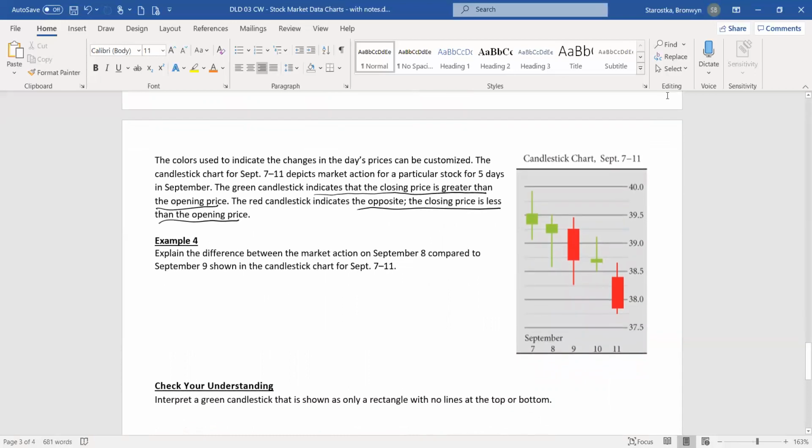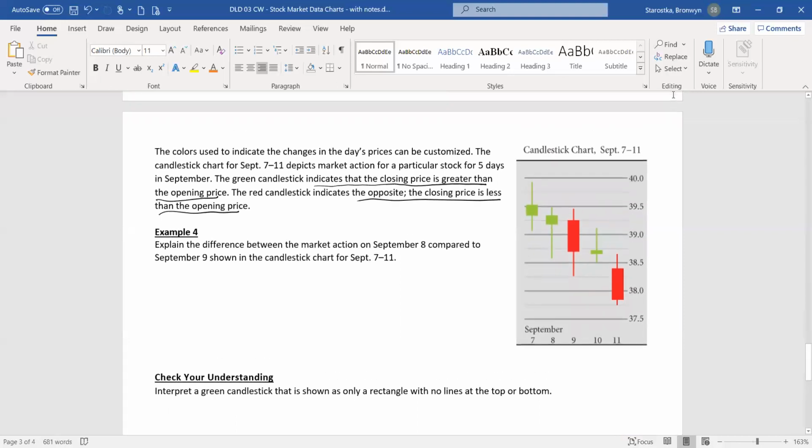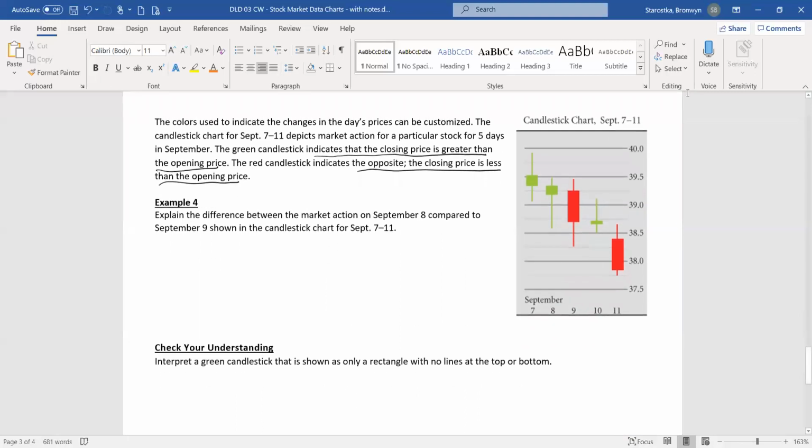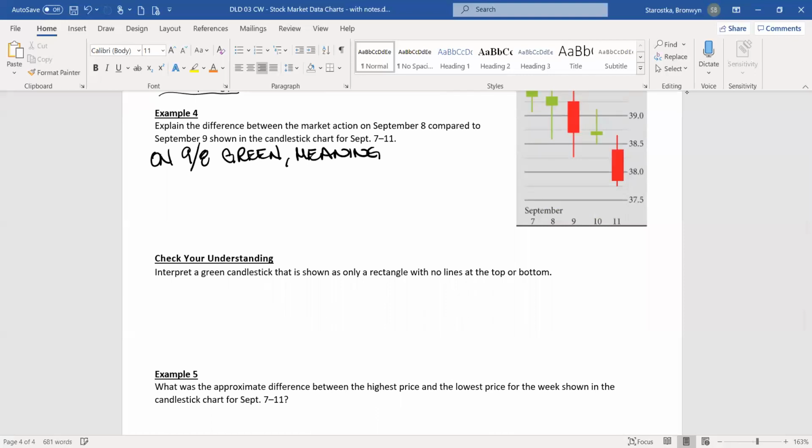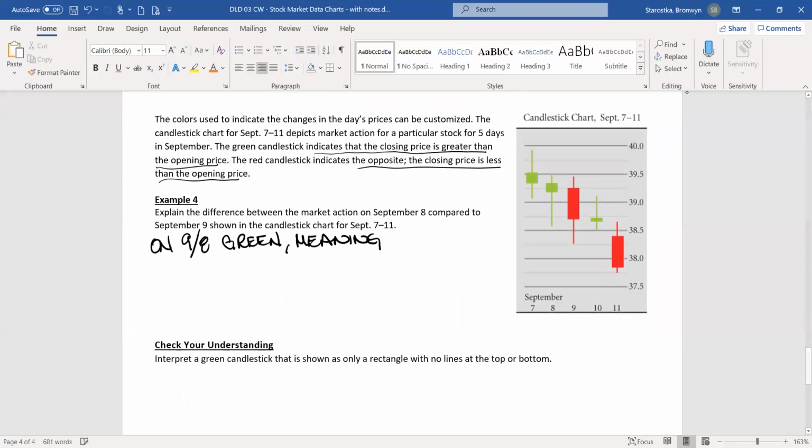So explain the difference between the market action on September 8th compared to September 9th, shown in the candlestick chart for September 7th through 11th. So we're going to look at the 2 days, September 8th and 9th. Notice one is green, one is red. So on September 8th, it's green, meaning, let's go back up here. Green means the closing price is greater than the opening price.